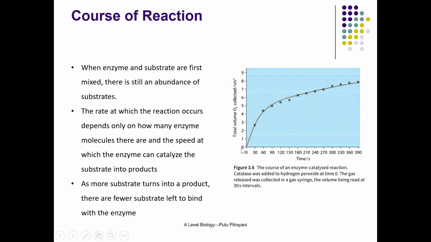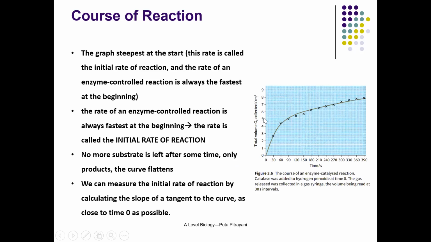The period of time between 0 and 90 seconds, when the amount of oxygen produced is very high, is what we call the initial rate of the reaction. As you can see here, the graph is steepest at the start, and this rate is what we call the initial rate of the reaction. In every enzyme-controlled reaction, the initial rate is always the fastest. So the fastest reaction always happens at the beginning of the reaction.